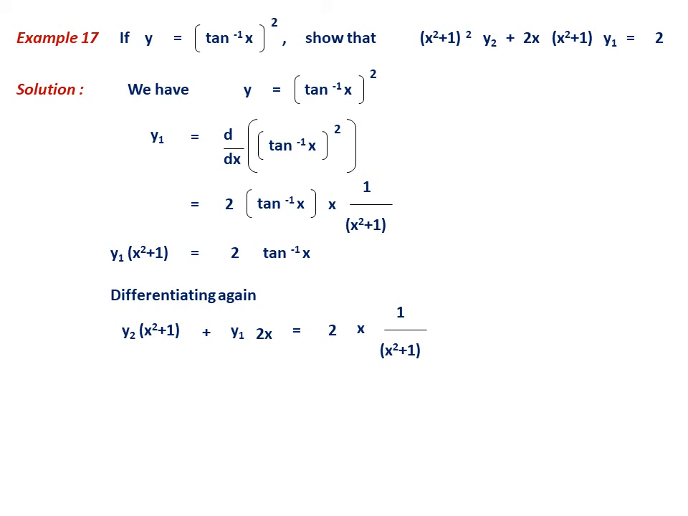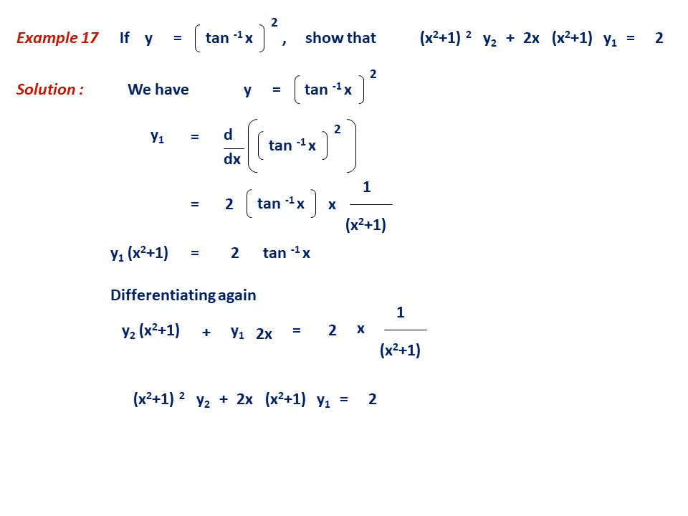Now you got the answer. What is the last step? x square plus 1 on the right hand side is in the denominator. That you have to multiply to the left hand side. So cross multiply: (x square plus 1) whole square into y2 plus 2x into (x square plus 1) y1. This is equal to 2. This is what we want.